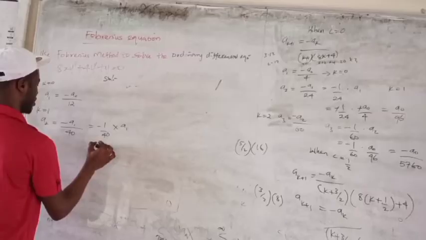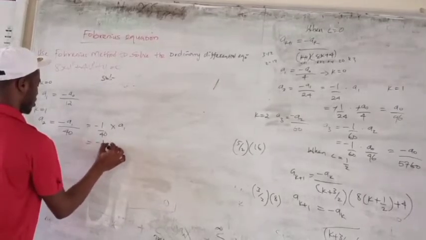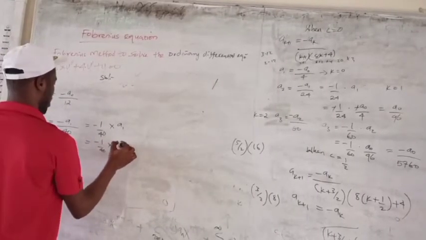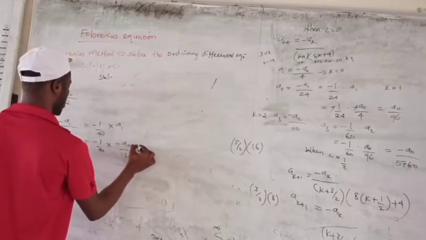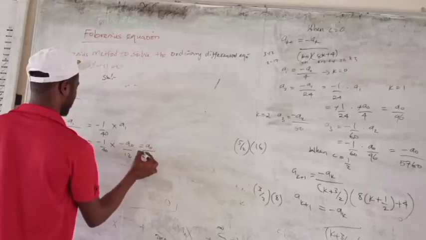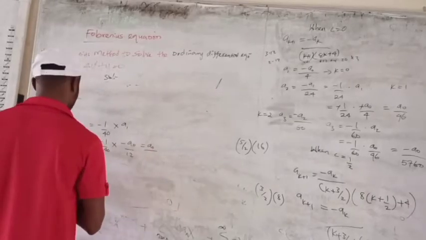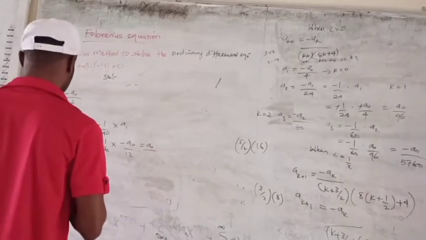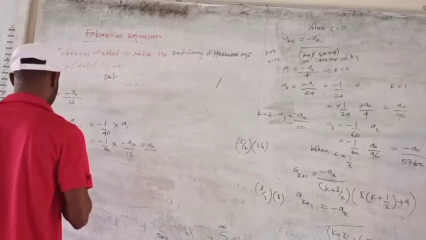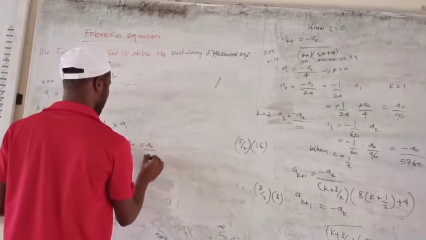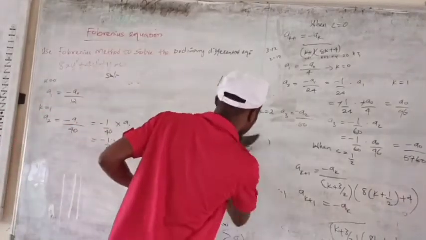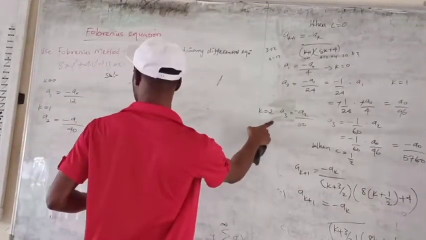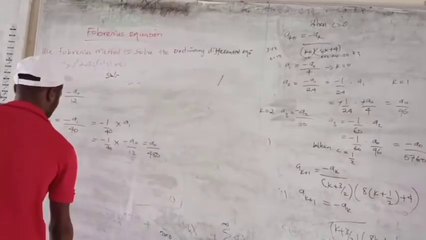And I know that this is the same thing as saying minus 1/40 times a1. And of course, I know that I have minus 1/40 times minus a0/12. So this gives me a0 divided by 40 times 12. So 40 times 12 gives me 480. So we stopped at k equals 2 here, so I'm going to stop at k equals 2 as well.